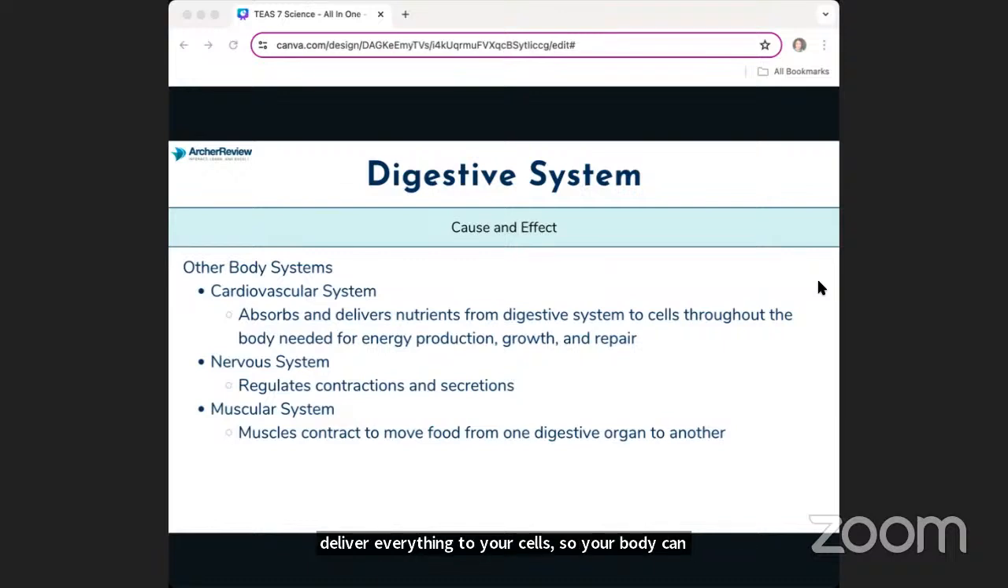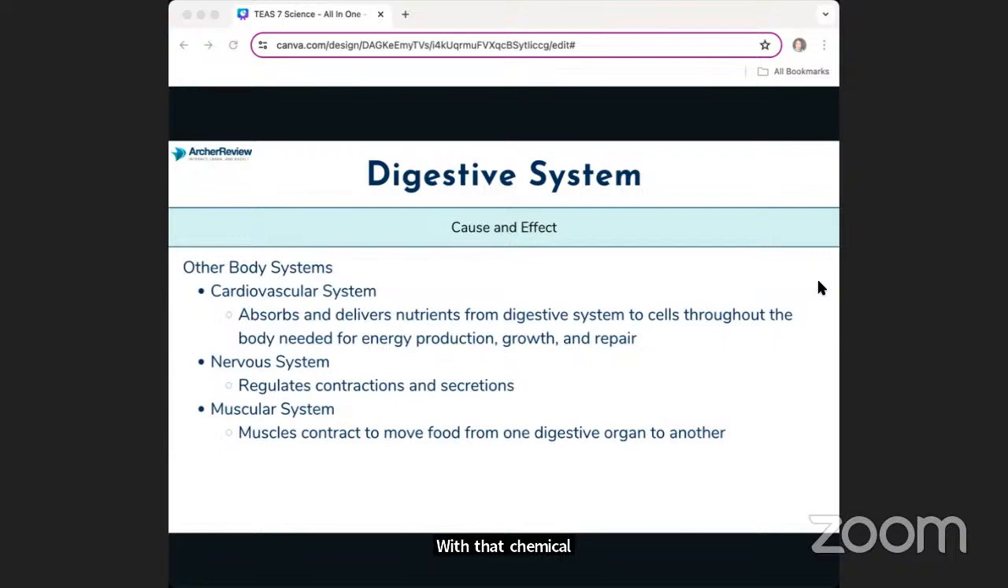grow, and repair. The digestive system has a close relationship with the nervous system because the nervous system is going to control those muscle contractions in the stomach, for example, and it will help with secretions. We didn't talk about that in this webinar, but in our on-demand videos, I go into so much more detail about what things are secreted in the digestive system to help with that chemical breakdown. And the nervous system is going to be in charge of regulating that.